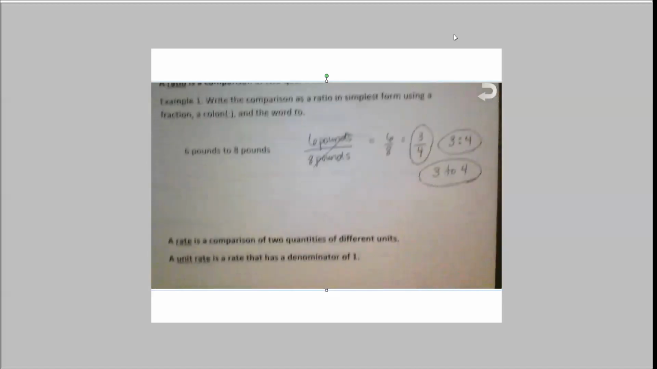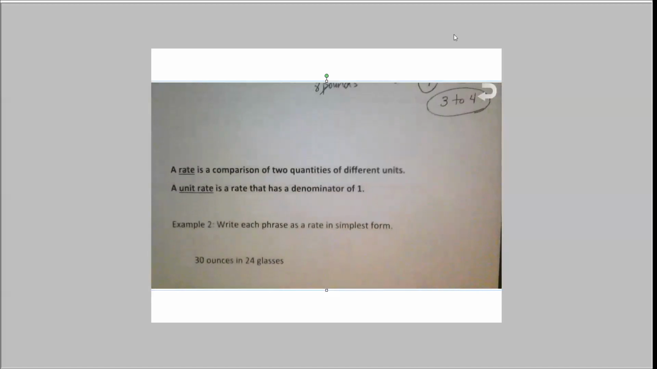All right, a couple other definitions. A rate is a comparison of two quantities of different units. So it's really a lot like setting up a ratio, except these will have different units of measure. A unit rate is a rate that has a denominator of 1. So it's like setting up a rate, but finding how many miles per 1 gallon of gas, or how many miles you travel in 1 hour. So that unit rate would break it down, having a denominator of 1.